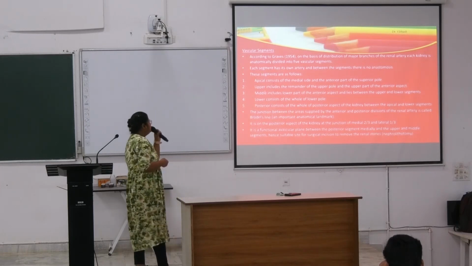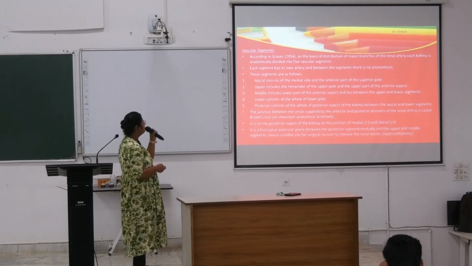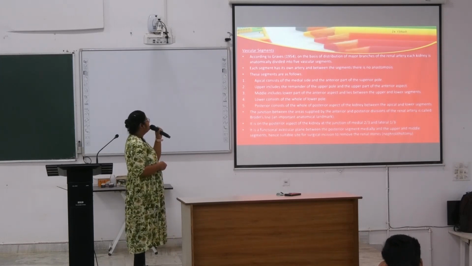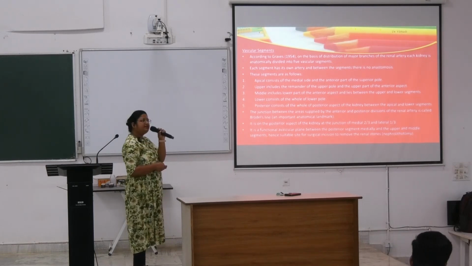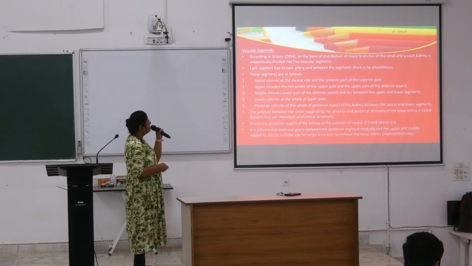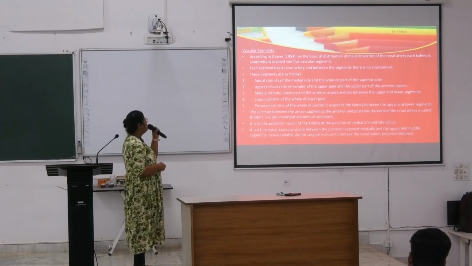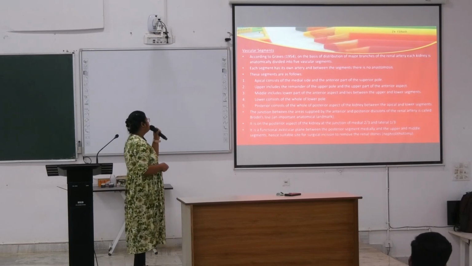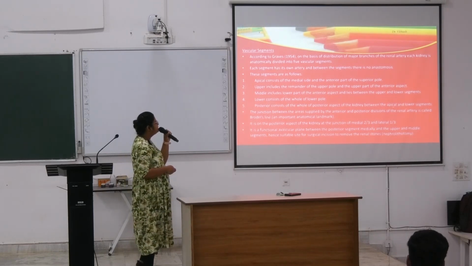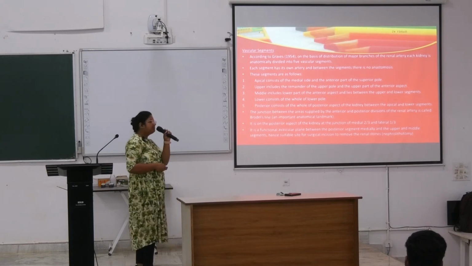Apical segment, it consists of medial side and the anterior part of the superior pole. Upper, it includes the remainder of the upper pole and the upper part of anterior aspect. Then middle includes the lower part of anterior aspect and lies between the upper and lower segments. Then lower, it consists of whole of the lower pole. Posterior consists of whole of the posterior aspect of the kidney between the apical and lower segments.